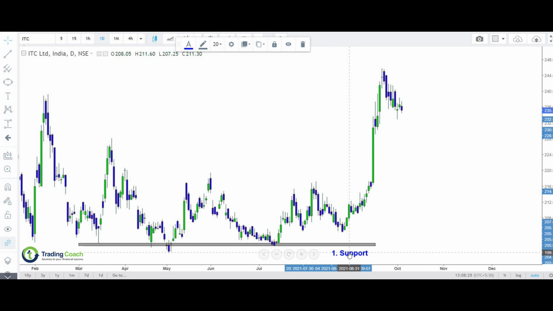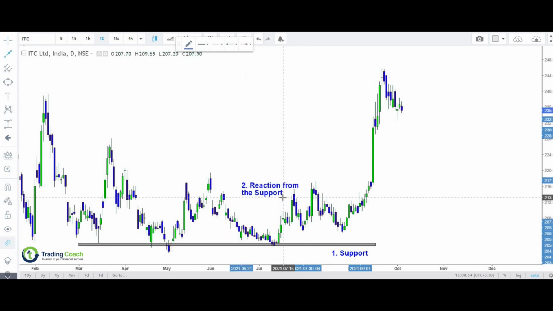You can clearly notice this. The support level is actually somewhere around 201. So it is taking place somewhere around 200 to 201. Right after touching this support zone, you can see the prices are reacting, right? You can see a very good buying pressure right after touching the support zone.